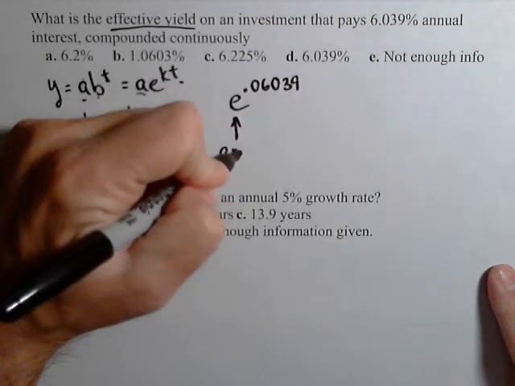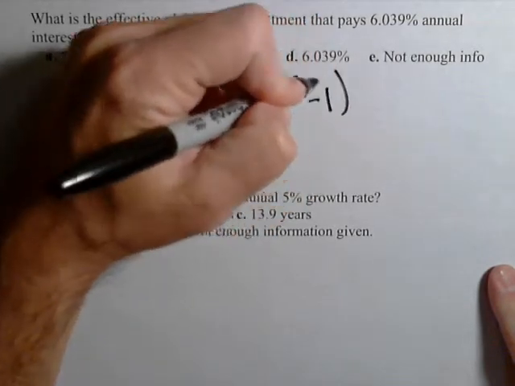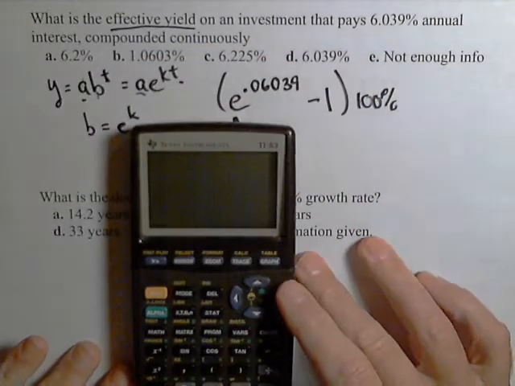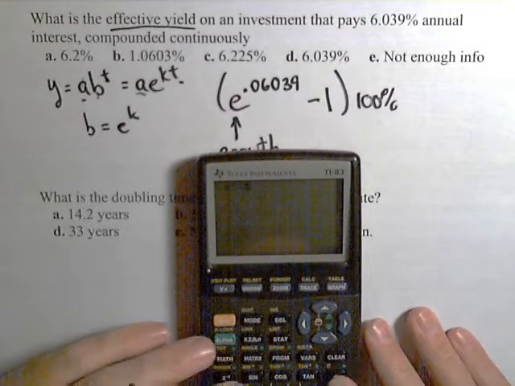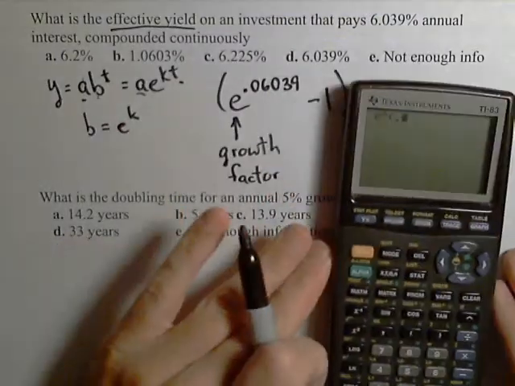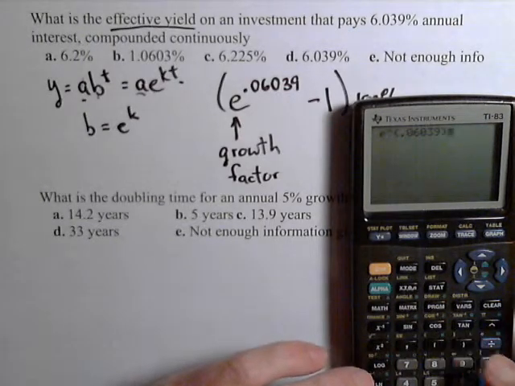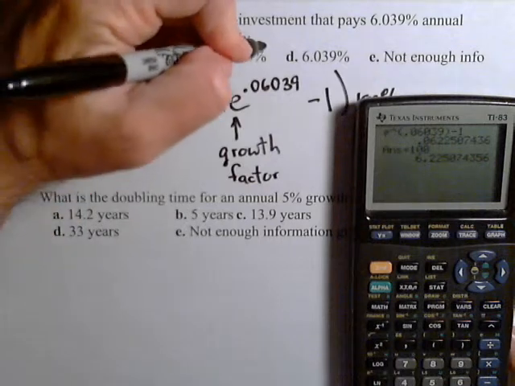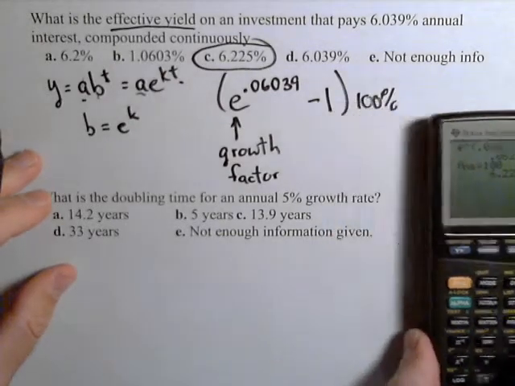Okay? That's huge because to turn a growth factor into a rate, all we have to do is subtract 1 and multiply by 100%, and we will have our answer. And we can put it in exactly how we have it written there. So, second e to the x to the point, let's move that there, 0.06039, and the parentheses minus 1, enter, times 100 to turn it into a percent, and we got 6.225%. So, always find your growth factor, subtract 1, and turn it into a percent, and that'll give you your effective yield or your APR.